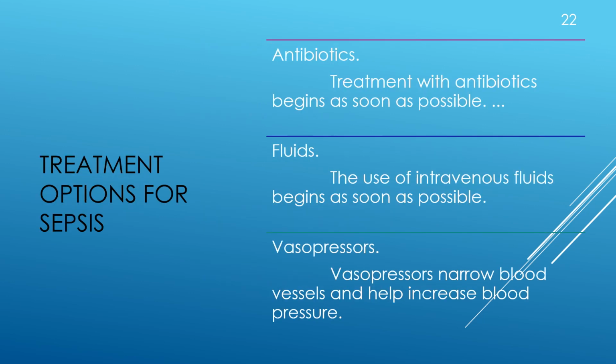So what are the treatment options for sepsis? It starts with antibiotics. You have to understand exactly what kind of infection is going on with the body and then treat with the appropriate antibiotic. Obviously, due to the hypotension that is caused by sepsis, you really need to start using intravenous fluids as soon as possible to get the blood pressure up. And finally, you need to use vasopressors. Vasopressors actually narrow the blood vessels, which will increase blood pressure. So these are your typical choices for the treatment of sepsis.